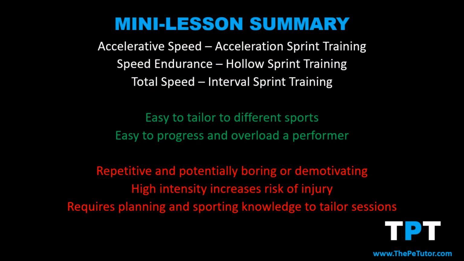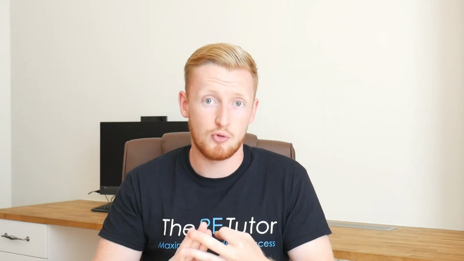So, to summarise sprint training, we have 3 different types of speed, and to match those we have 3 different types of training methods. Accelerative speed is from rest to maximum speed and is ideally suited to acceleration sprint training. Speed endurance is how many times a performer can reach maximum speed until fatigue kicks in and their sprint speed starts to tail off. And hollow sprint training is a great method for developing this. And total speed or maximum speed is how fast the performer can go at their best. And interval training is the ideal method to progress this.